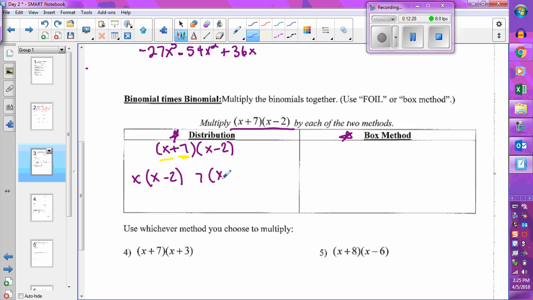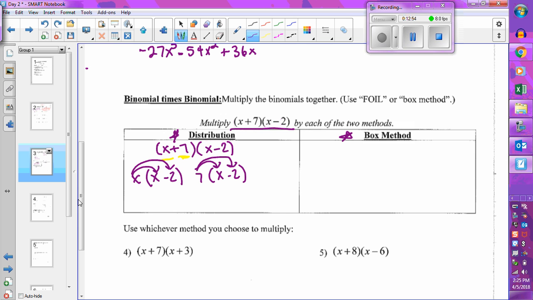So x minus 2. You guys see what I did? This was x plus 7. So you're taking your first term and you're splitting it up. So your x is going to be distributed to this, but then your 7 is going to be distributed to this term. So x is going to be distributed, and your 7 is going to be distributed.